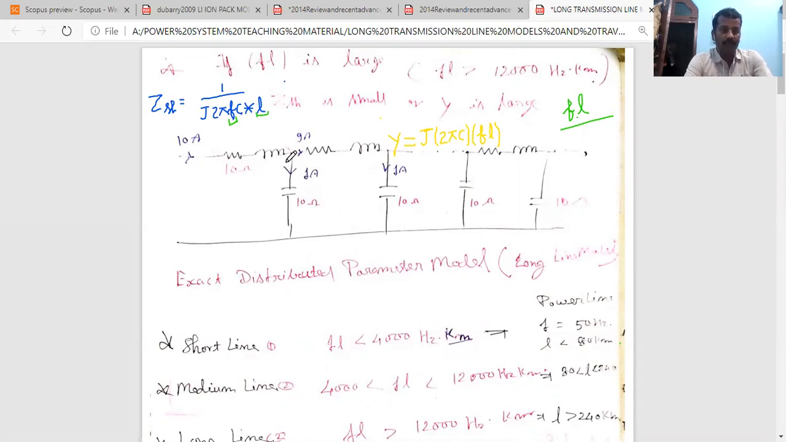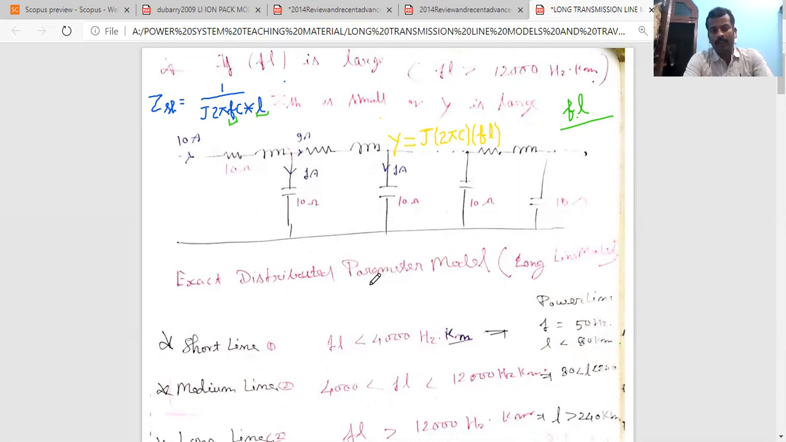Basically, resistance, inductance, and capacitance. Resistance is due to the resistivity of the transmission line, inductance is due to the current flowing through the conductor, and capacitance appears due to the earth and the transmission line. I have explained the effect of earth on the capacitance and also inductance in the previous lecture.